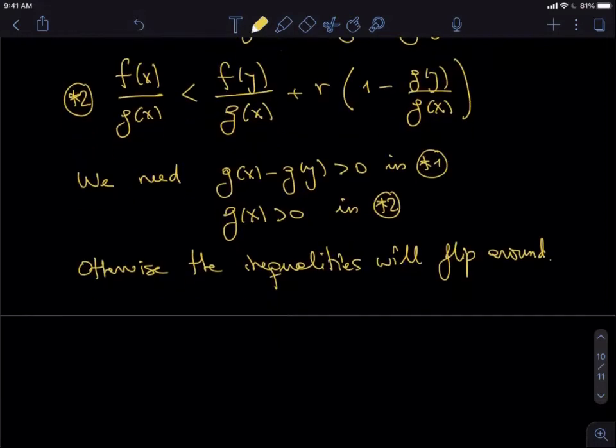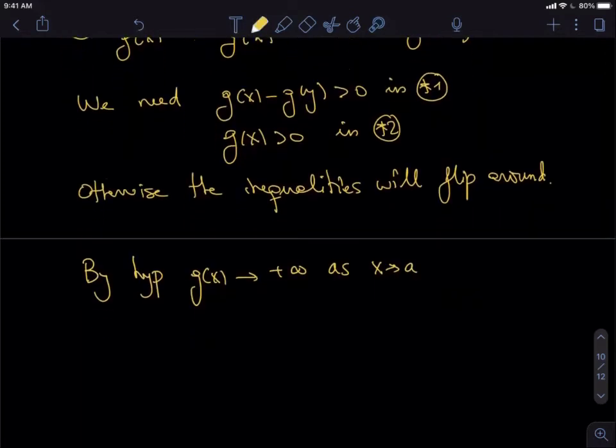But that is where we are using the hypothesis, right? That g of x goes to plus infinity as x tends to a. This means, since y is fixed, it doesn't really matter how large g of y is. Eventually, as x tends to a, g of x will be so large that it will be positive, but it will also be bigger than g of y. So that's where we are using it.